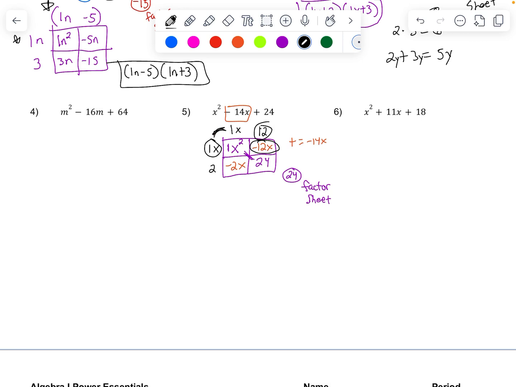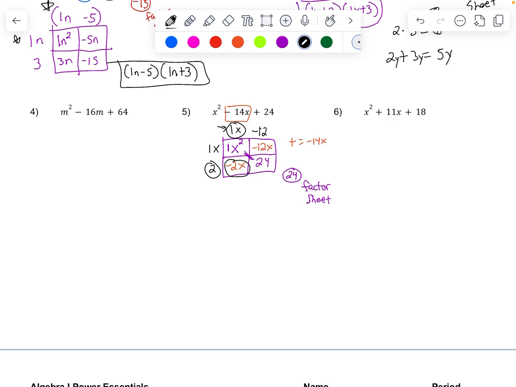Okay, and we knew when I multiplied these two, it worked for that one. So we're not going to change those 1x's because those are right. What I need to have is I need to put a negative on the 12, because now if I take this 1x times negative 12, I do get a negative 12x. And then here, 2 times 1x. That's 2x, but I need a negative 2x.